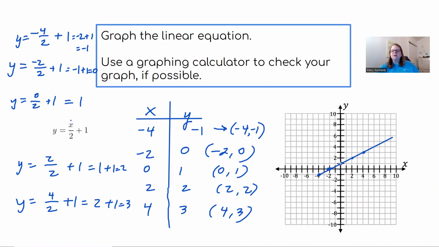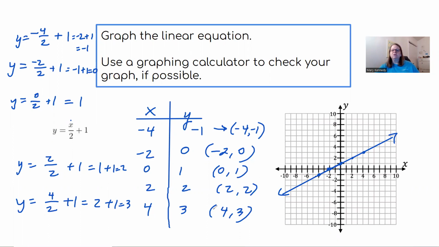You do want that to extend in both directions, and you want to put arrows on there so that you're saying, I understand that these are the points we plotted, but there's an infinite number of points along this line extending in both directions, as x is greater and as x is smaller. Okay, and then use a graphing calculator to check your graph.